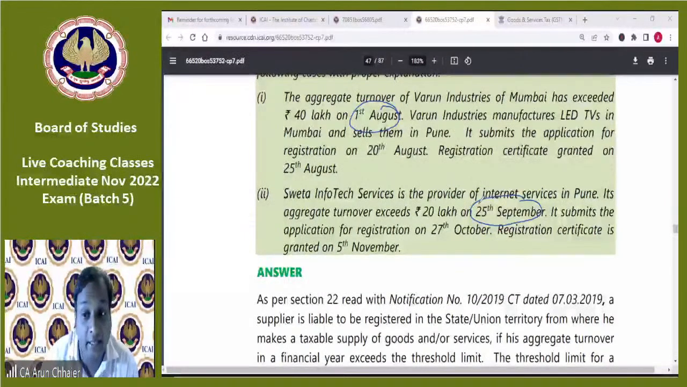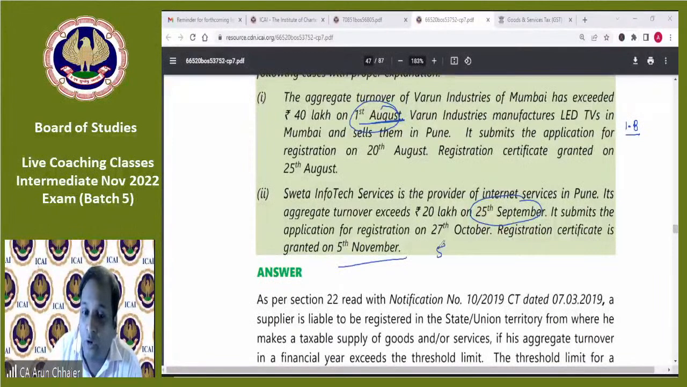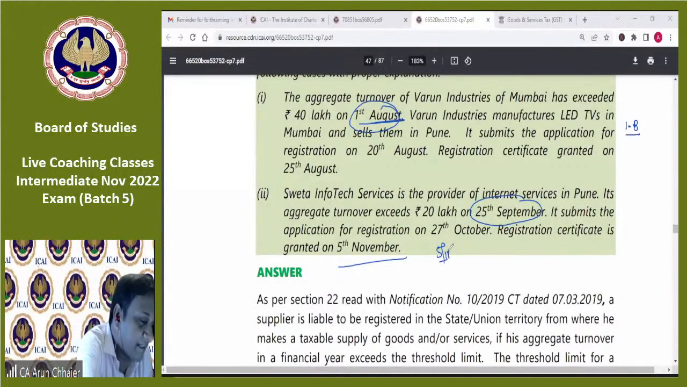In both the cases, person has to pay the taxes on or after this date. Only that here the effective date is 1st August. So therefore, he can take the ITC benefit on or after 1st August. Here, they can take the ITC benefit on or after 5th November. I hope it is clear.